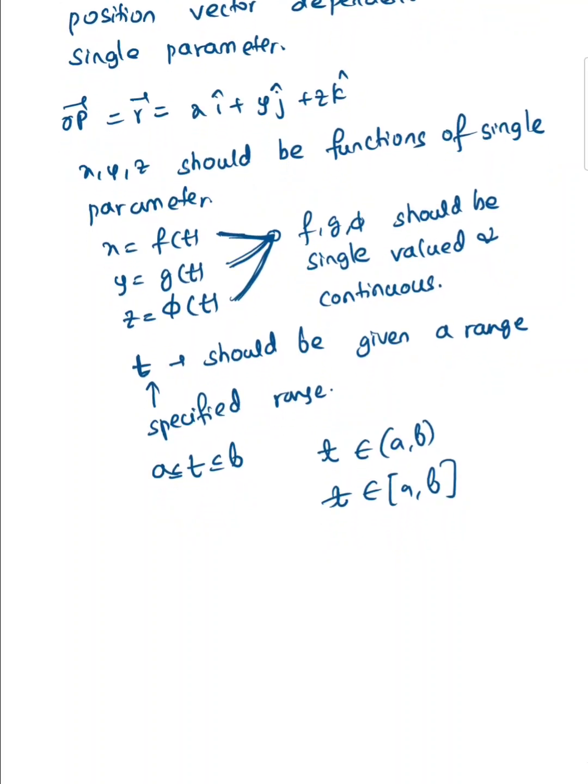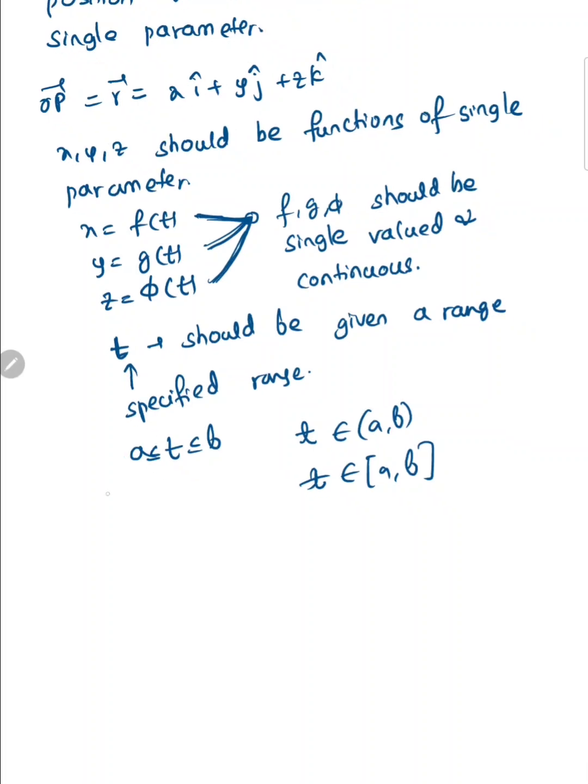So we can see r is indirectly depending upon t. Therefore, what we can write is, as t changes, x, y and z in turn change, and hence the point P moves.